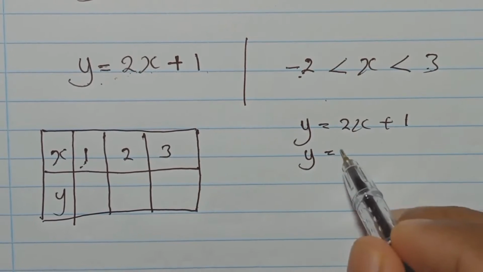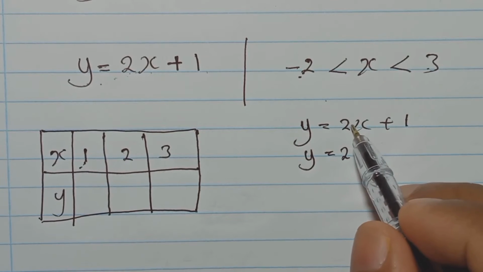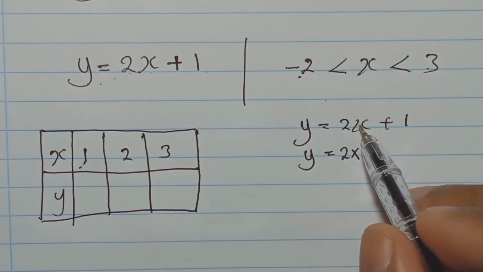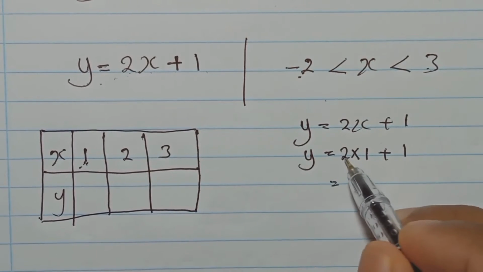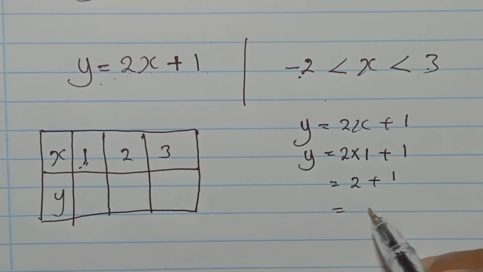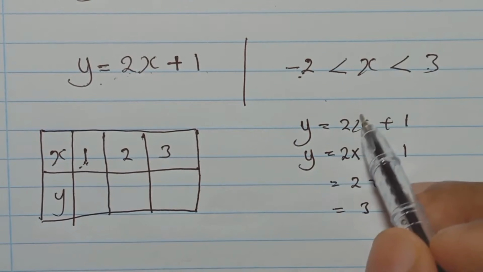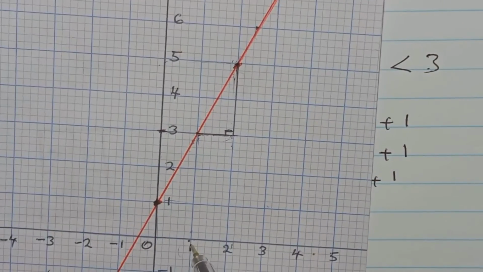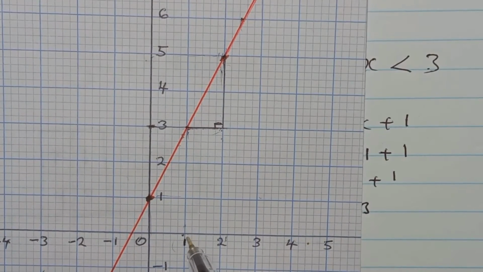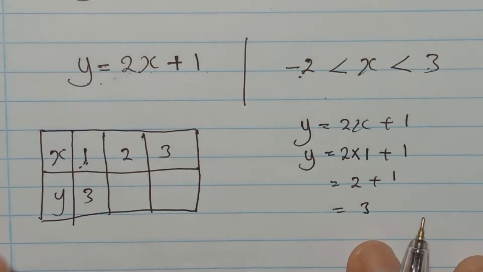Here, when you have a number and a letter with no sign, that means multiplication. For the x I replace the x value, which is 1, then plus 1. So here it will be 2 into 1, 2, 2 plus 1, that will be 3. So if x is 1, y will be 3. I need to write 3 here. When x equals 1, y becomes 3. This is the coordinate of this point.